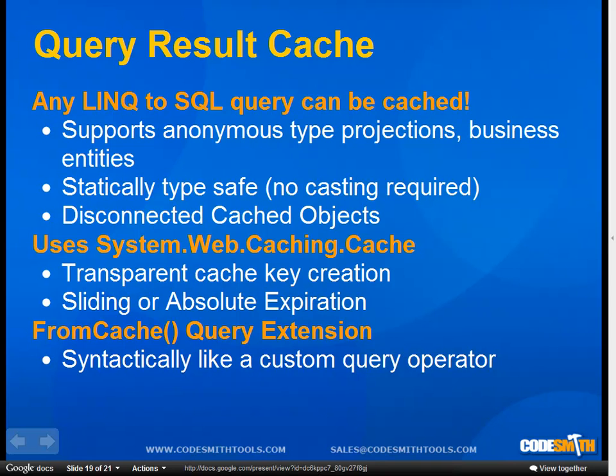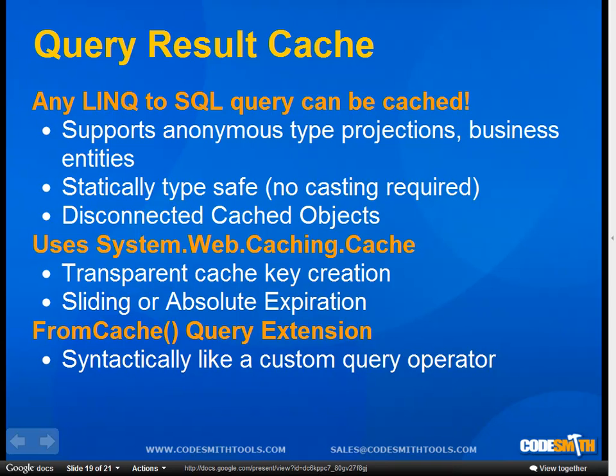What the query result cache in Linq to SQL does is give you the option to cache any Linq to SQL query. It supports anonymous type projections. Obviously, queries on your entities are all type safe. They're all stored in cache, disconnected. It uses the System.Web.Caching.Cache class, which is not necessarily specific to ASP.NET. You can use the System.Web.Caching.Cache class outside of ASP.NET, in your class libraries and WinForm apps. And what Plinqo also does is make the creation of the cache keys transparent. You don't have to worry about creating the keys or maintaining the keys. You just call FromCache, and the Plinqo framework takes care of that for you.